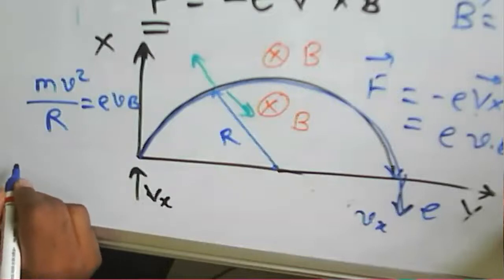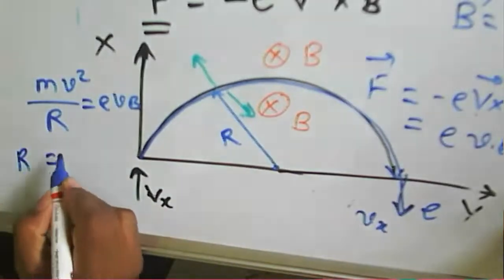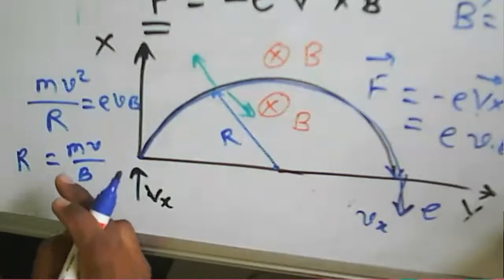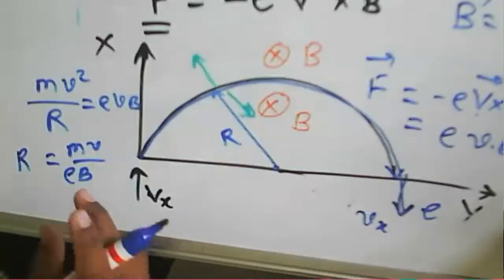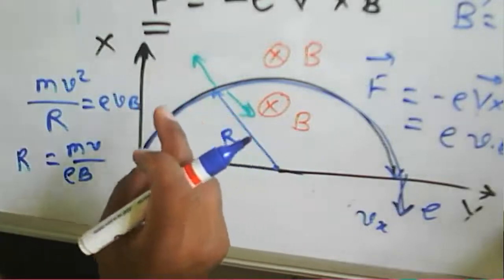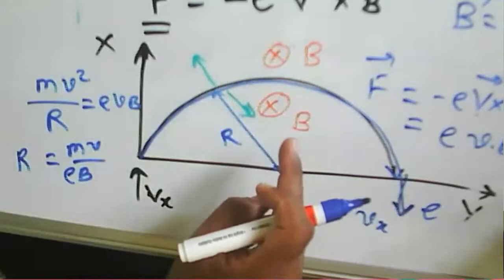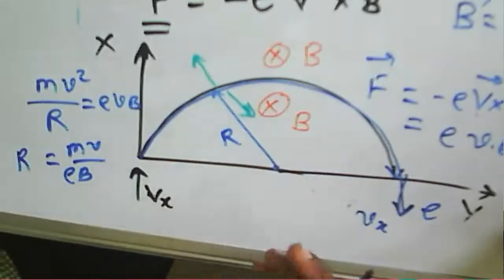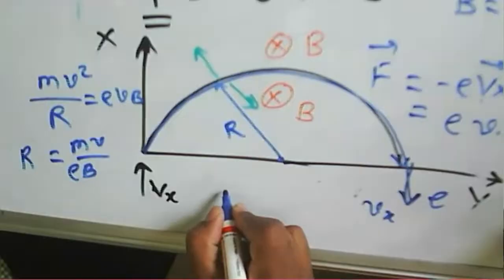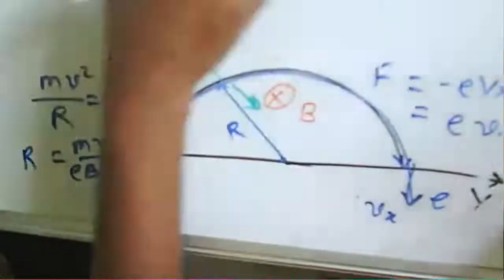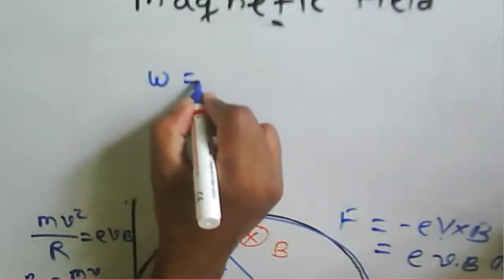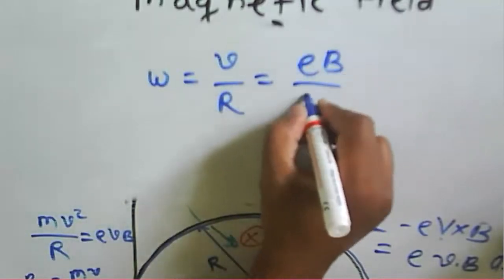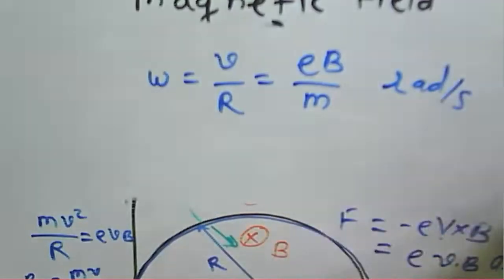Then we can write the radius of the path, r is equal to mv by eB. And since the motion of the electron is circular, it experiences a frequency. That frequency is called the cyclotron angular frequency. We can write it as omega equals v by r, which is equal to eB by m. That is in radians per second. That is the cyclotron angular frequency.